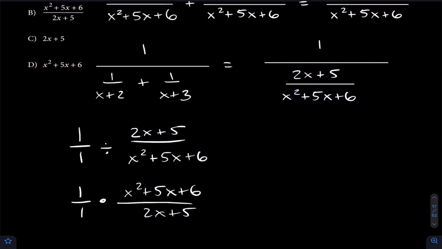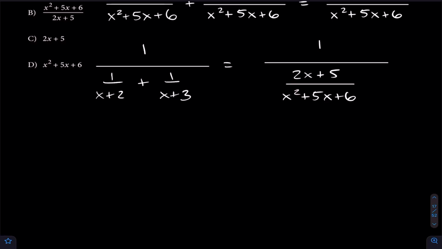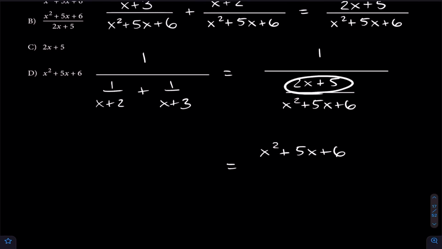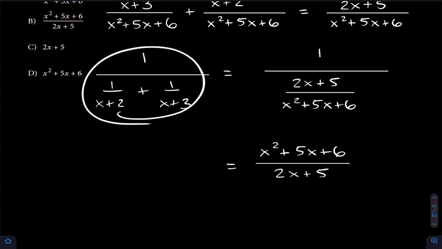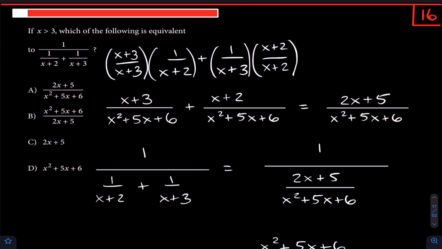So hopefully you see that, and that means that this guy is the same thing as bring this up to the numerator and flip it. This guy goes to the numerator, so it ends up being x squared plus 5x plus 6, and then you have this guy in the denominator. So that's it. That's really what this entire thing reduces to, and that is choice B.